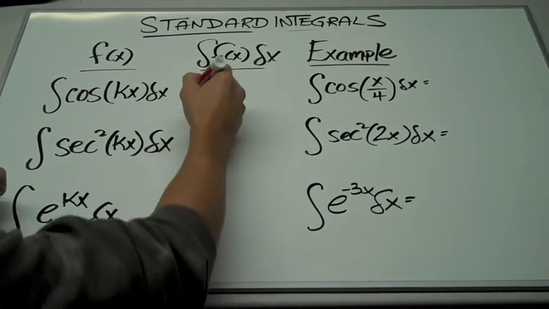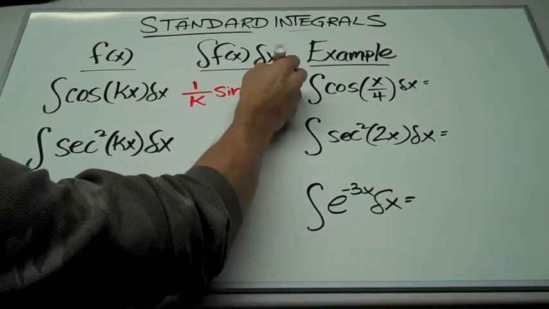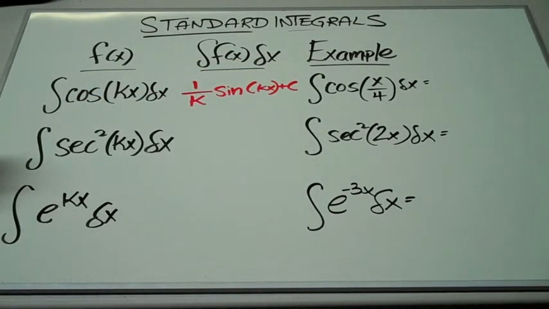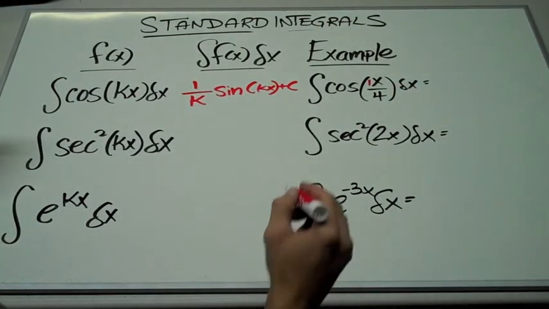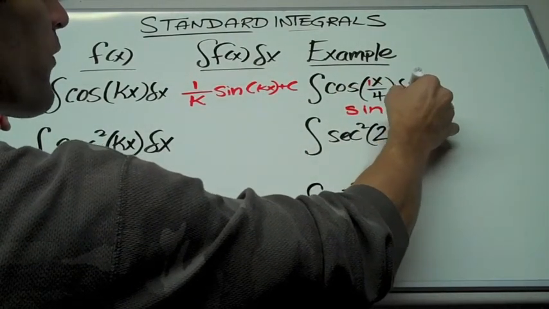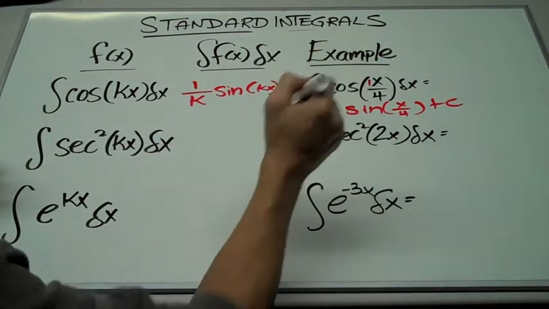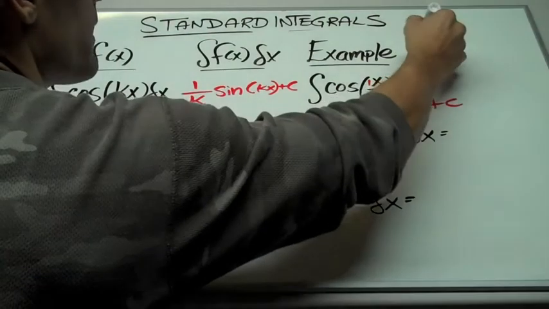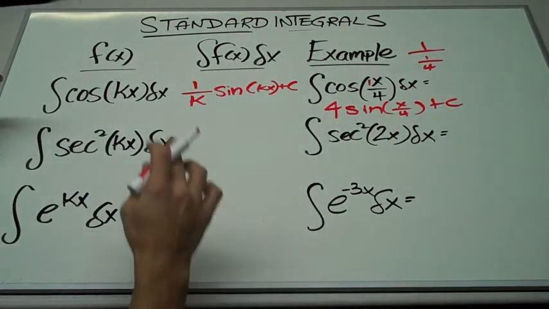Continuing on with our standard integrals, we look at the antiderivative of cosine kx dx. That becomes 1 over k sine kx plus c. For example, cosine of x over 4 dx. Well, that's really 1/4. Our coefficient there is 1/4. So our answer will be sine of x over 4 plus c. And now we have to remember to divide by 1/4, which is really, if I have 1 divided by 1 over 4, that's really times 4. So there is my answer to that first one.